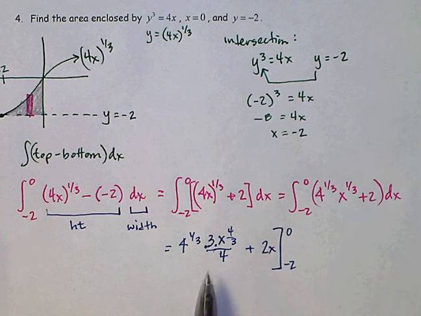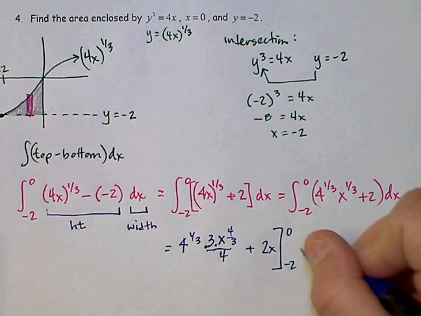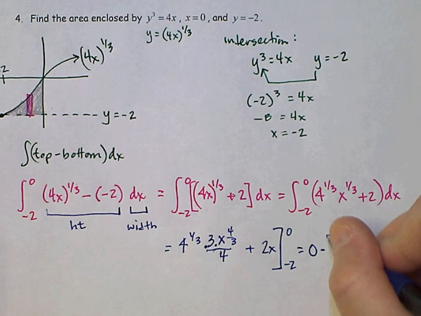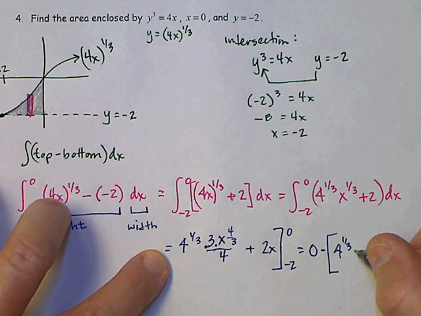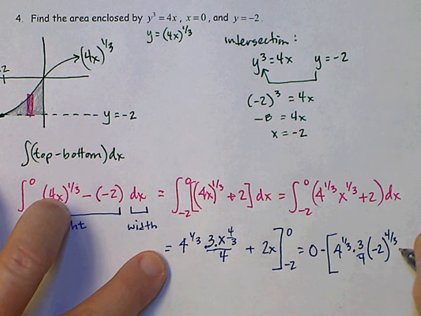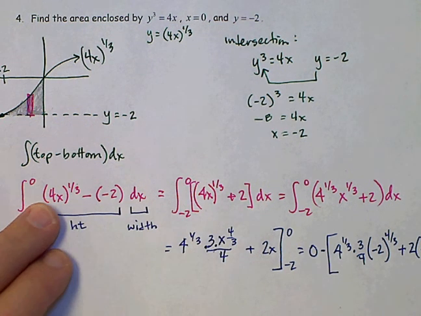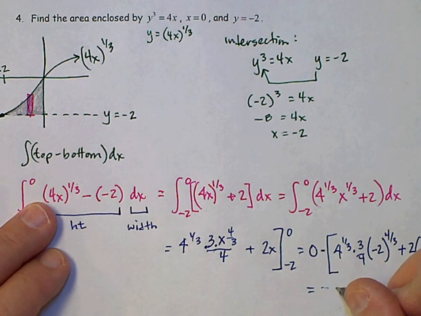First plug in the zeros. If I plug in 0 to these terms, I'm just going to get 0. Minus, plugging in -2, so I have 4 to the 1/3 times 3/4 times -2 to the 4/3 power plus 2 times -2. And if you work all that out, save us a little bit of time, you get 1.